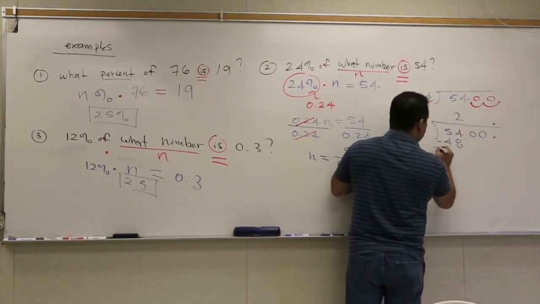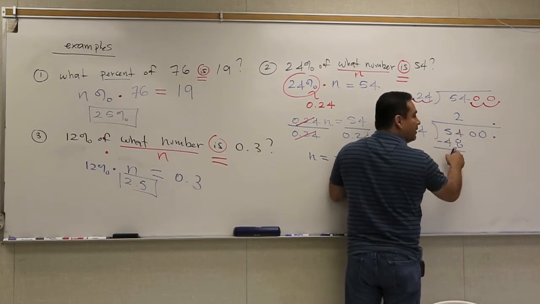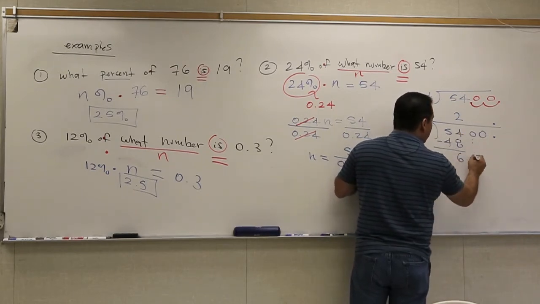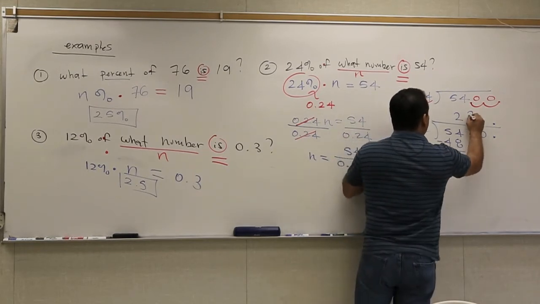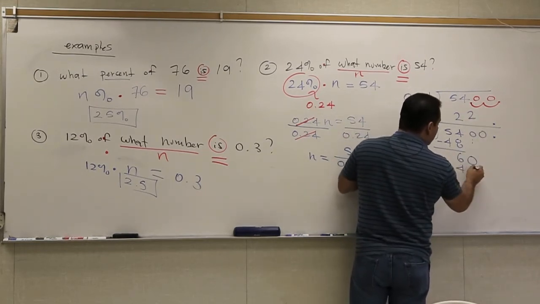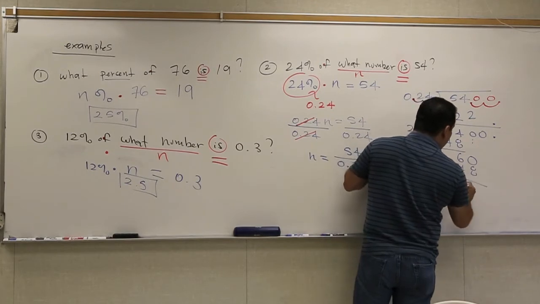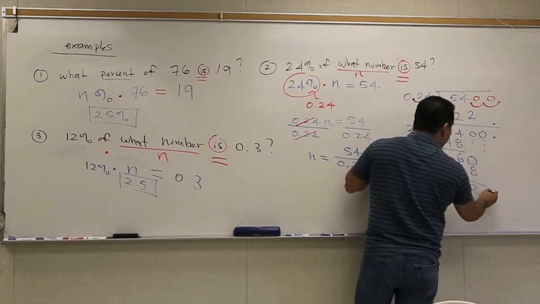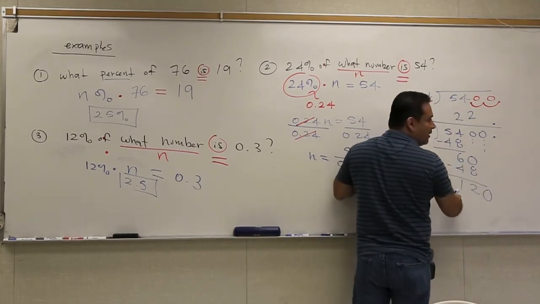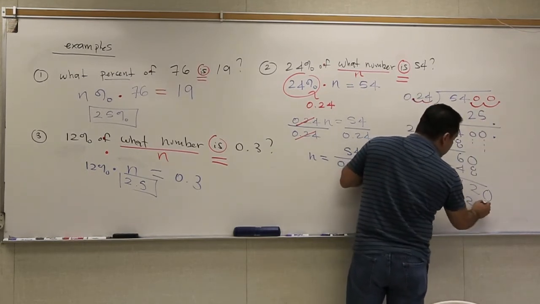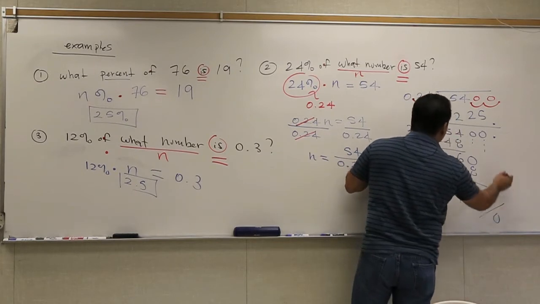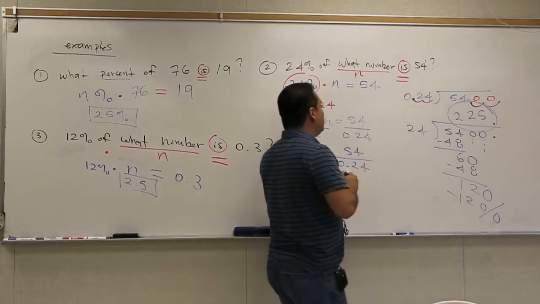48. What's 54 minus 48? 6. Bring down the what? 0. 24 goes into 60 how many times? 2. 2 times 24 is what? 48. Subtract, you got what? 12. Bring down the other 0. 24 goes into 120 how many times? 5. 5 times 24 is 120. Subtract. Ladies and gentlemen, n is what?